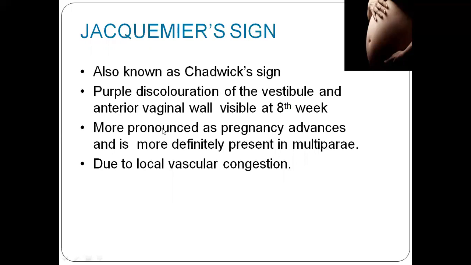As the pregnancy advances, it can be seen very clearly, and it is also present in multiparas. The reason is local vascular congestion. That is about Jacquemier's sign, otherwise known as Chadwick sign. Here the anterior vaginal wall as well as the vestibule will change from pink to purple. It is seen at the 8th week, and even in the multipara it can be evident.